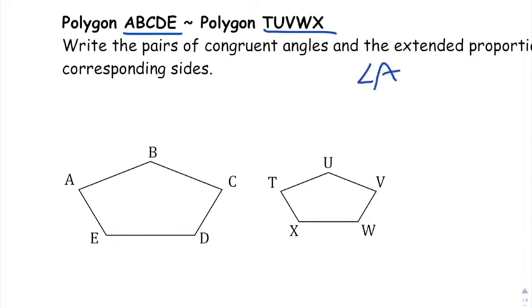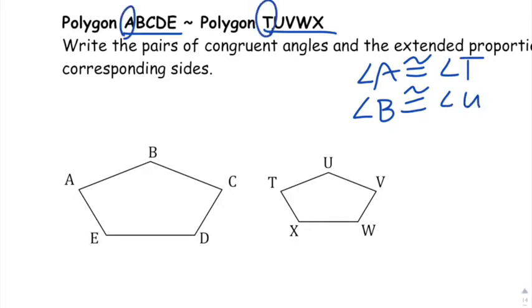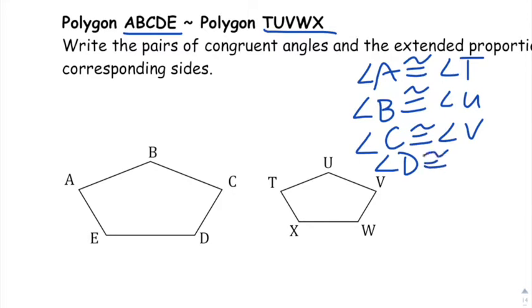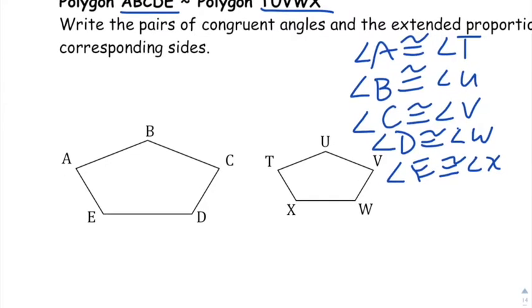Angle A is congruent to angle T. You should get all these here real quick. Angle B is congruent to angle U. I'm just looking up here at these individual pieces, A and T, B and U, so you can go and get them all. Angle C is congruent to angle V. Angle D is congruent to angle W. And angle E is congruent to angle X. Okay, so remember all of our angles in similar figures will be congruent, and then like we said, the sides are proportional.